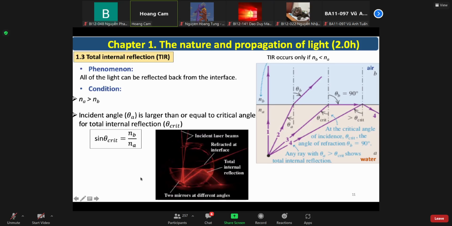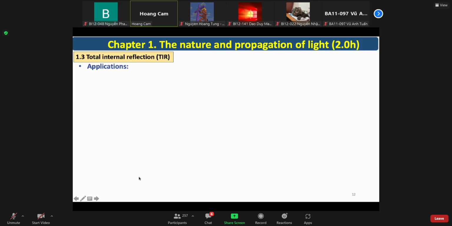And now the important thing for the TIR is, why do we need that, right? We use TIR in applications as well. So we will discuss applications using the TIR.